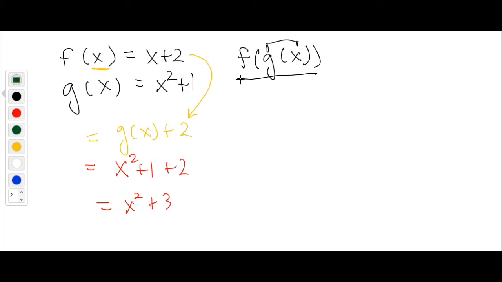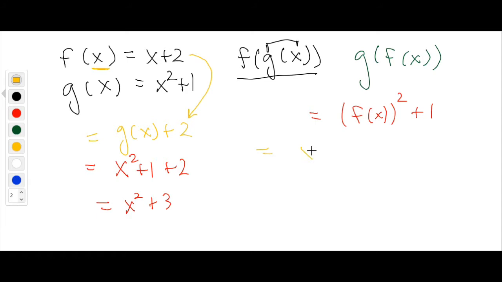Now let's do an experiment here. Now let's do g of f of x. Same thing. I would just place that f of x inside of g of x, so it's going to be f of x plus 1 squared. You have to square that f of x plus 1. And then finally solve for it. So it really turns out to be x plus 2 quantity squared plus 1. And that turns out to be x squared plus 4x plus 4 plus 1. So you're left with x squared plus 4x plus 5.